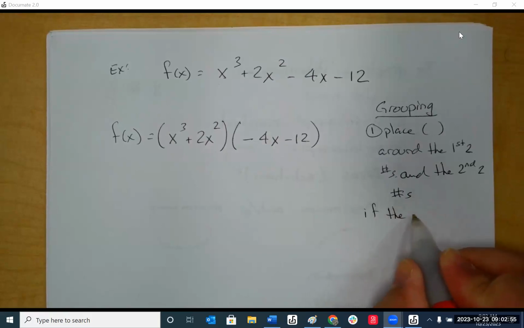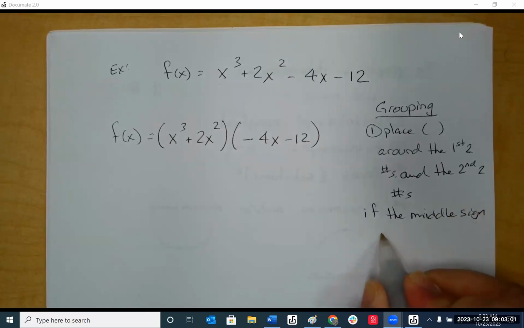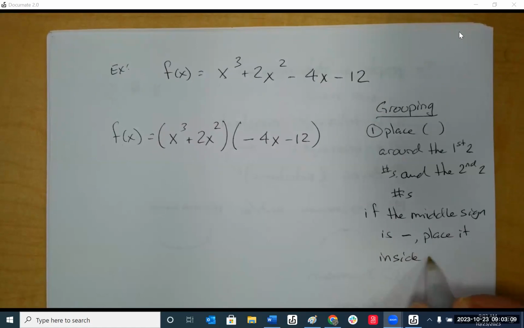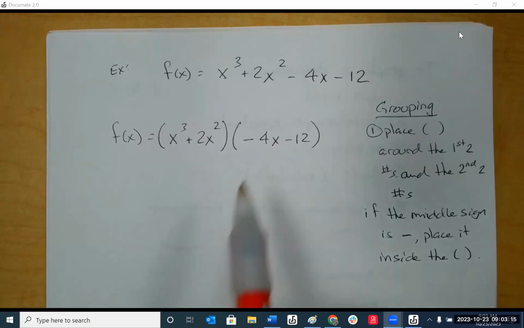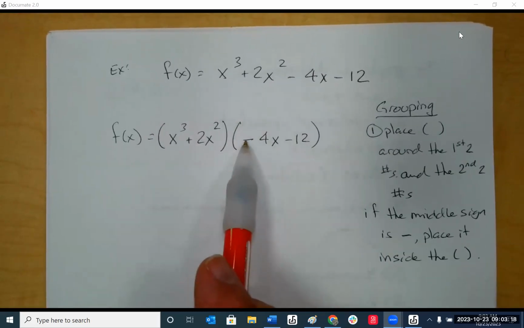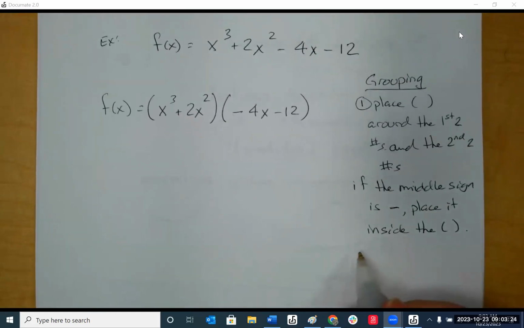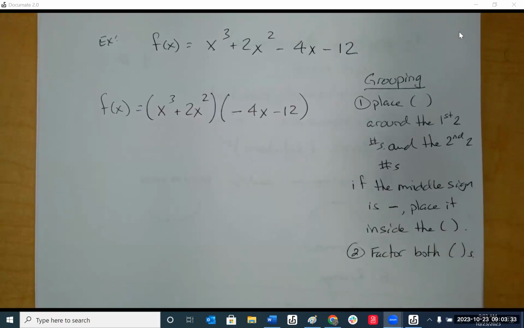If the middle sign is negative, place it inside the parenthesis. If it was a plus, it wouldn't matter. We'd leave the plus outside because it doesn't change anything. Now factor both parentheses.